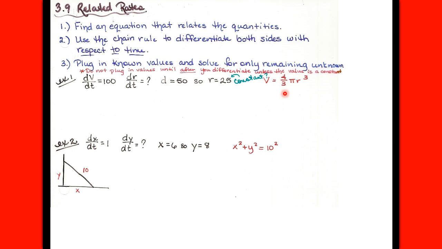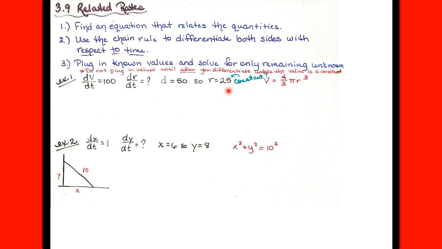So we found the equation that relates the quantities. And then number 2, we're going to use the chain rule to differentiate both sides with respect to time and then plug in the remaining values. The only time that we plug in the values before we take the derivative is if I have a value that's a constant. So I want to look at the one value they gave me. They gave me a diameter of 50. If the diameter is 50, then of course the radius is 25.